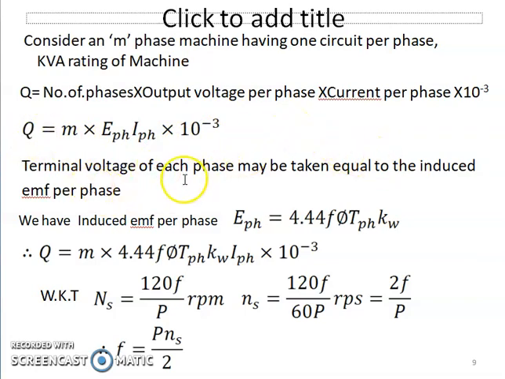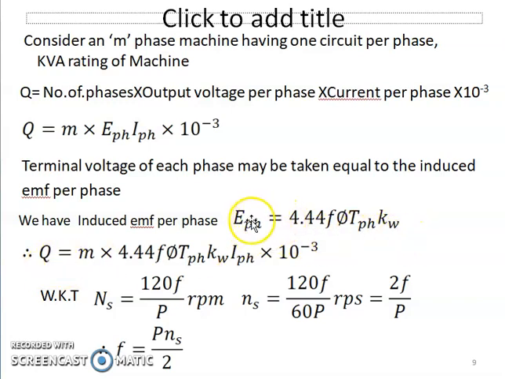The terminal voltage of each phase may be taken equal to induced EMF per phase, but in case of induction motor, supply voltage and terminal voltage differ, and if we neglect drop, then we can take EPH equal to VPH. Based on that assumption, we have induced EMF per phase EPH equal to 4.44 f phi TPH into Kw.